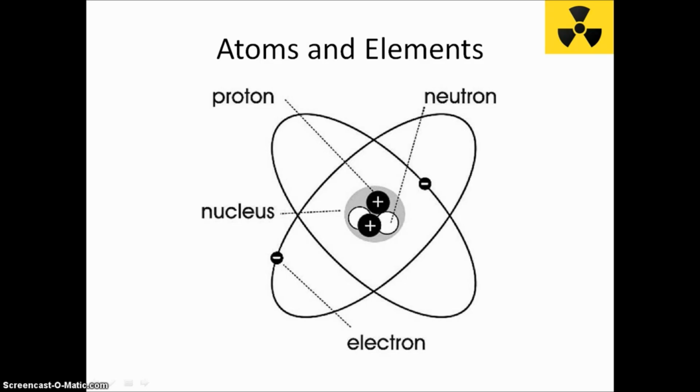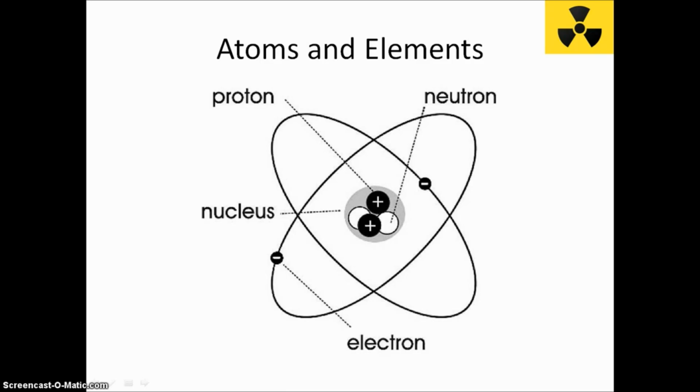Every atom of a particular element always has the same number of protons. So, if it contained a different number of protons, it would be a different element. For example, hydrogen atoms have one proton, helium atoms have 2 protons, and oxygen atoms have 8 protons.